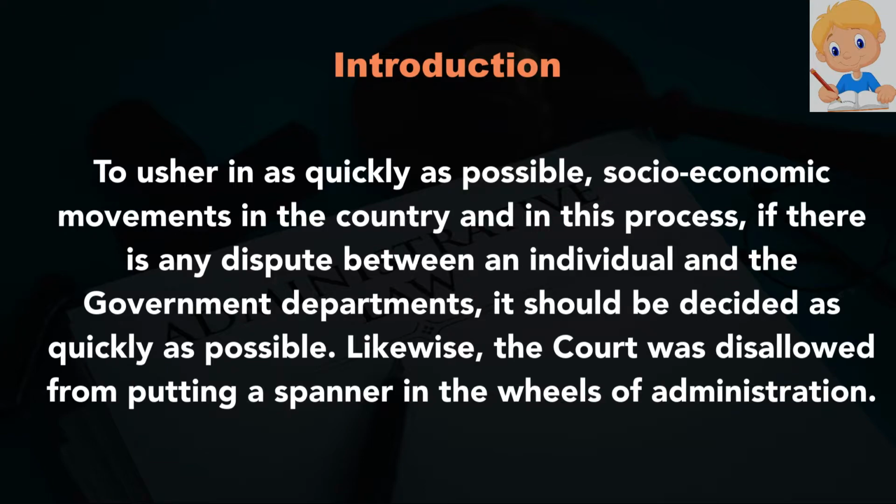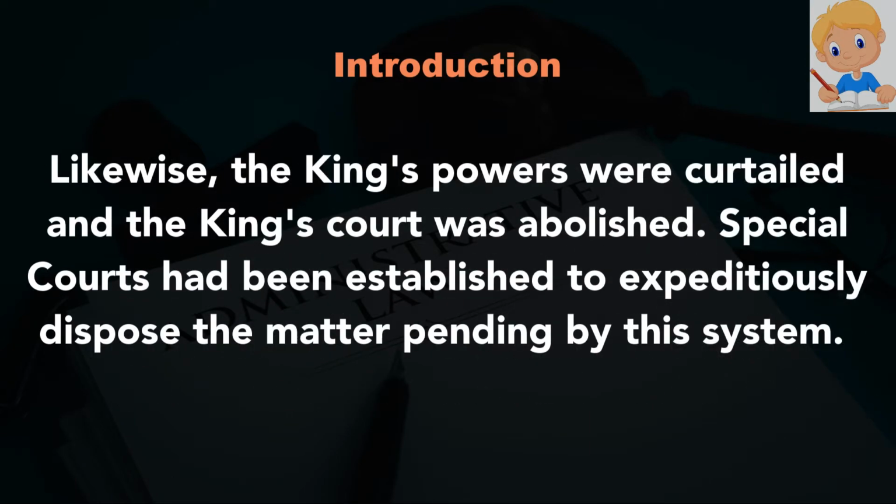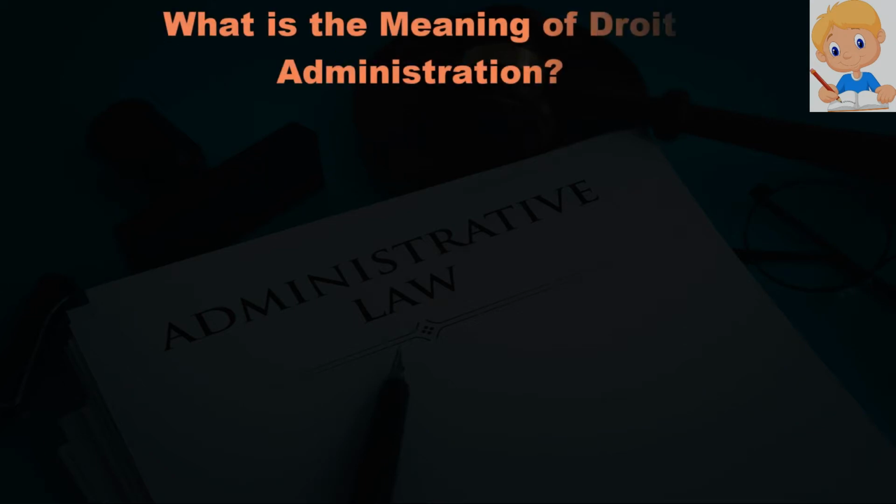And it was done by whom? By Napoleon. Instead of the king's court, special courts were established to expeditiously dispose of the pending matters under this system. So now you have got the overall idea of how the Droit system developed. Who was the person behind that? It was Napoleon. But still, I believe you have some confusion regarding the meaning of Droit, what it actually means, isn't it? So now let's check out the meaning of Droit.